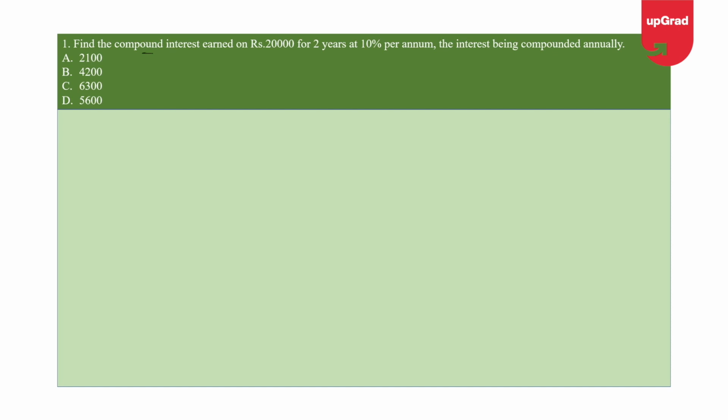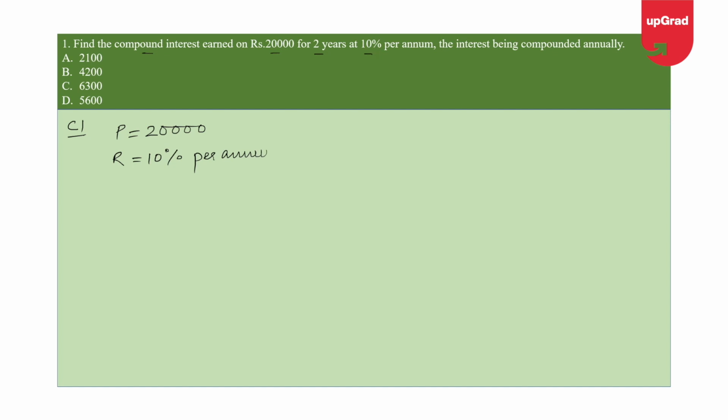Find the compound interest earned on rupees 20,000 for 2 years at 10% per annum. First thing is we are using the concept of compound interest. Second thing is I need to figure out what the values are. So my principal is 20,000. My rate of interest is given as 10% per annum.